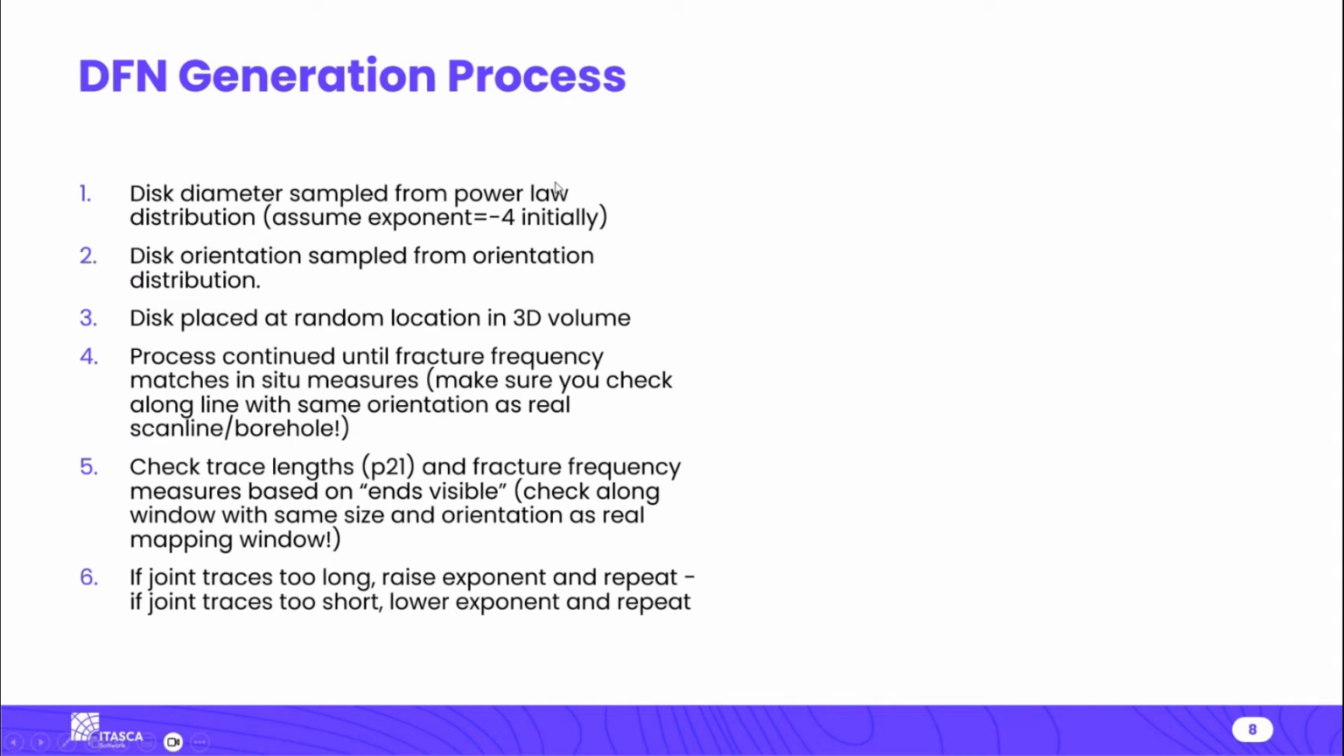Okay, so here's how it works. You figure out the disk diameter from some size distribution. It could be a power law. It doesn't have to be. So if you plot it on non-log scale, you would see more small fractures and less big fractures, and you usually specify some minimum.